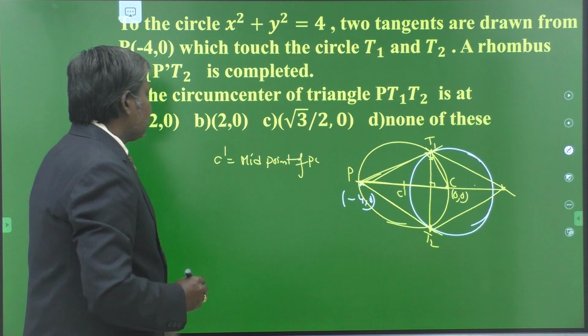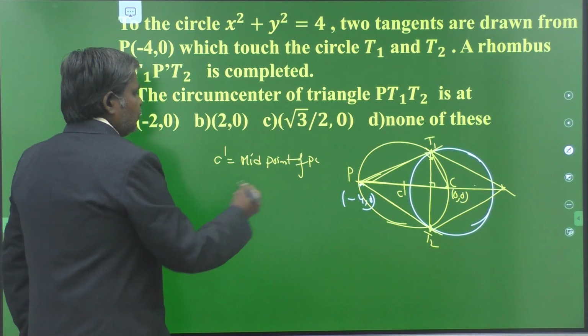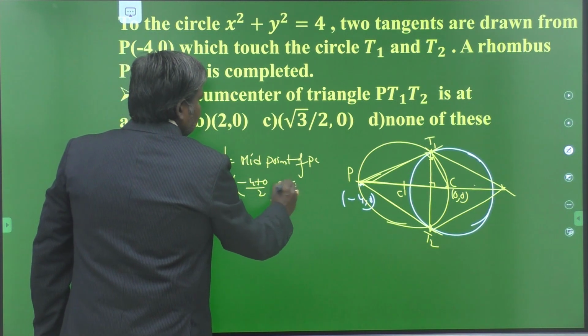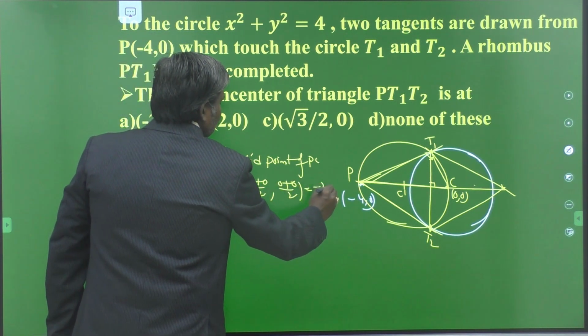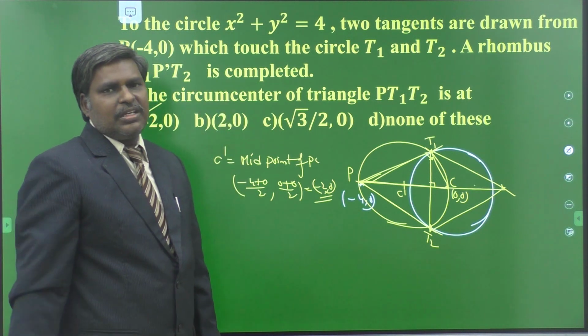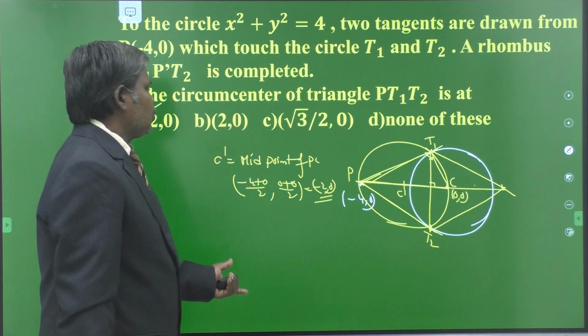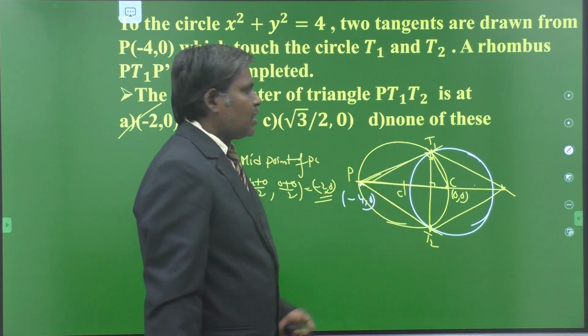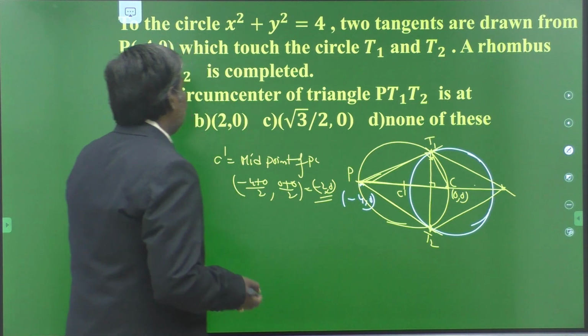Midpoint of PC, my dears. What is the midpoint of PC? That is minus 4 plus 0 by 2 comma 0 plus 0 by 2, which means minus 2 comma 0. So minus 2 comma 0 is the circumcenter of the triangle. This is the first question. Already we discussed the circumcenter of the triangle in the previous paragraph. Okay. We will move to the next question.